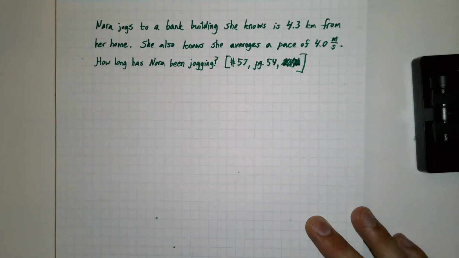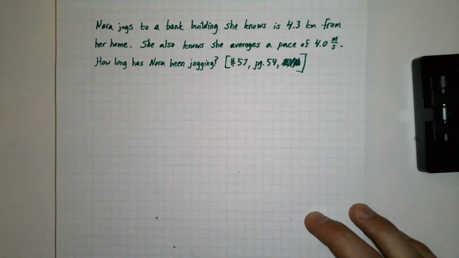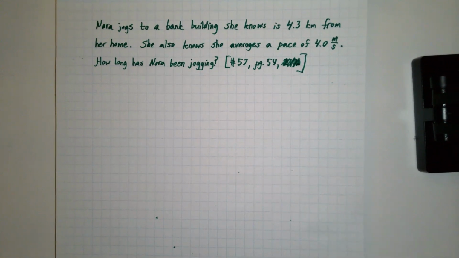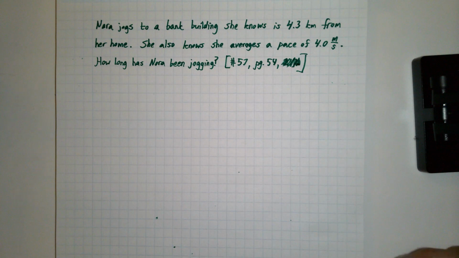She also knows, based upon her smartwatch maybe, that she forgot this time around, that she always runs at a pace of about 4.0 meters every second. The question is, if she's traveled 4.3 kilometers, and she knows that her average pace is 4.0 meters every second, how long has she been jogging up to this point?